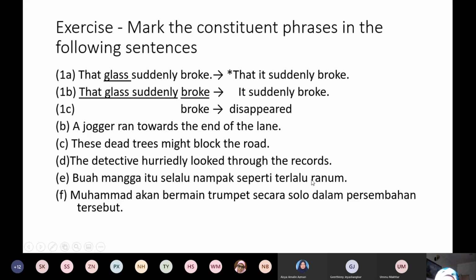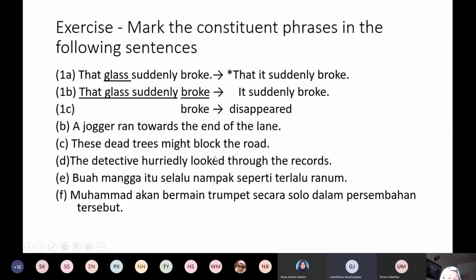Okay, so if the question is mark the constituent phrases in the following sentence, then you have to say everything lah. You have to say buah mangga itu satu, selalu satu. Of course, selalu nampak seperti ranum ni is one big constituent, tapi sebenarnya dalam tu ada selalu dua, nampak tiga, seperti terlalu ranum ni pun a big constituent. And then you can say seperti is constituent, terlalu constituent, ranum constituent.